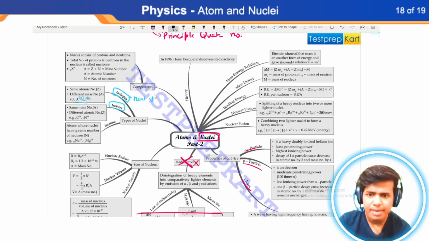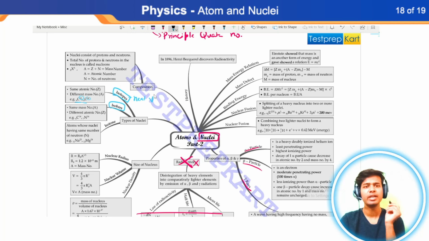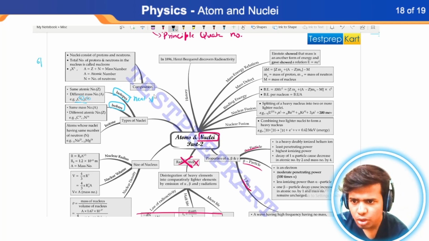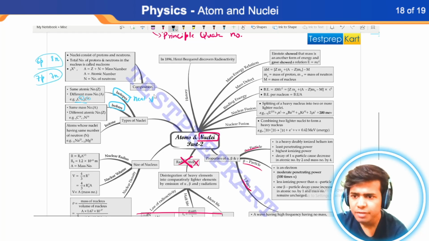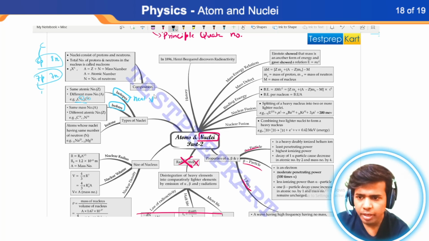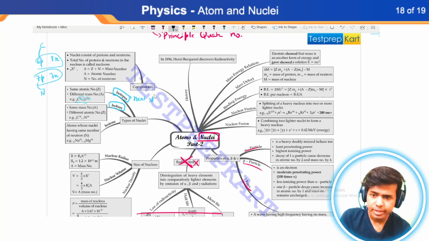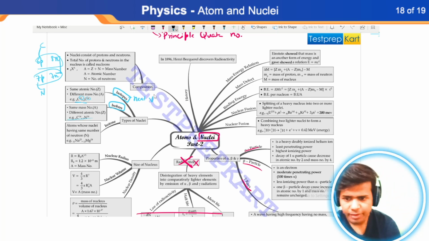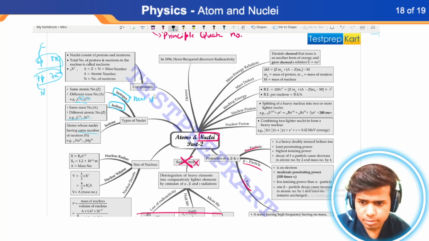What about the isobars? Isobars basically have the same mass but they have different atomic numbers, right? Let's say you have 6 protons and 8 neutrons, and 7 protons and 7 neutrons. They both combine to the same mass but they are different atoms. This is carbon, this is another one, nitrogen. These are called isobars. What about isotones, having the same number of neutrons?